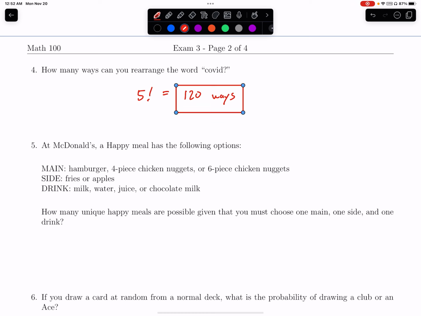Small side note here, guys. If you prefer to use the NPR, you're not wrong. You could do it from the 5, permute all 5, and you would have gotten the same thing. So that's an alternative method to find the same answer.